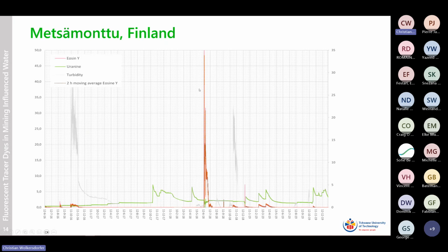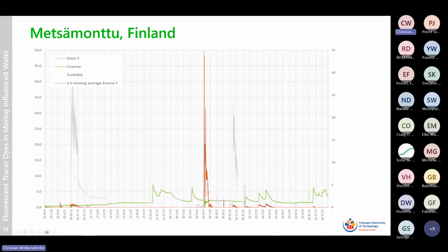So the eosine Y was injected in shaft number 1 at a depth of 100 meters. And you can see the water is flowing upward from 100 meters to the discharge point with a clear peak here. The data has not been evaluated, so I cannot tell you some more details. I'm just showing the breakthrough curve.